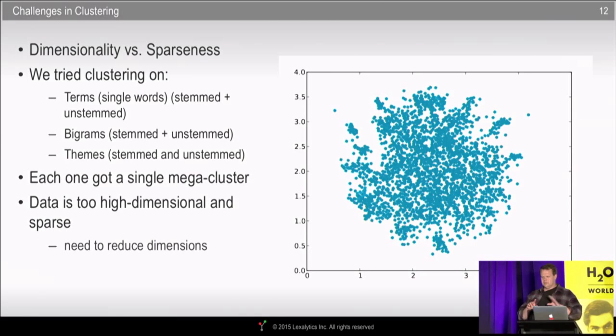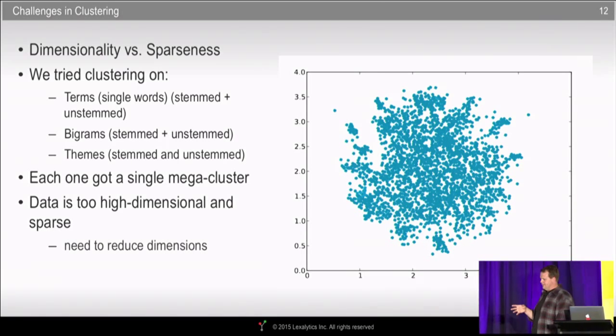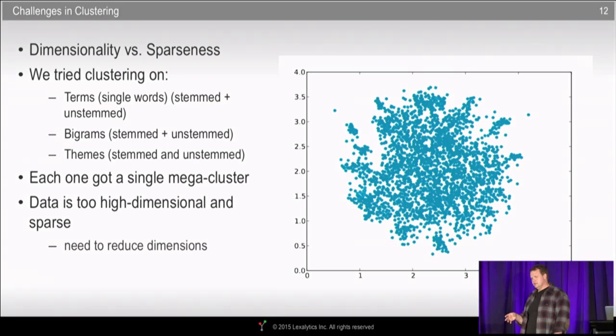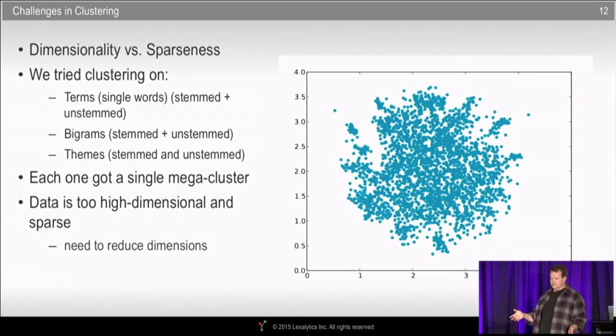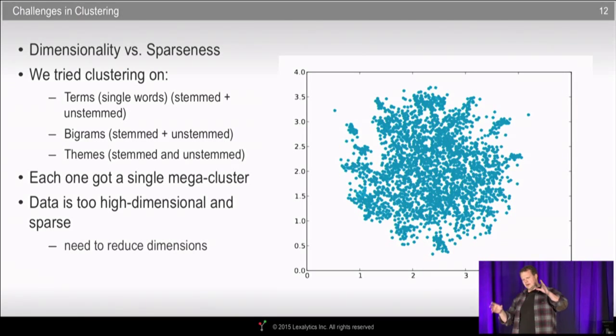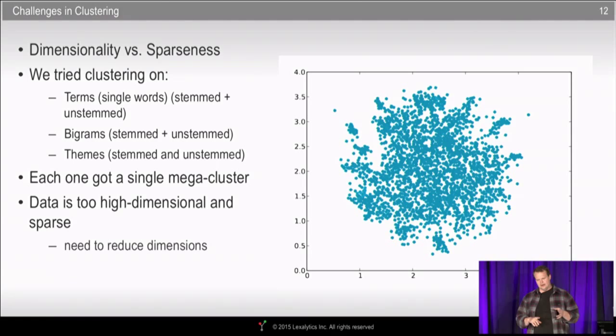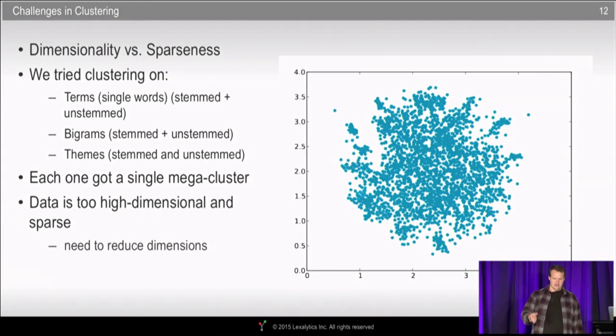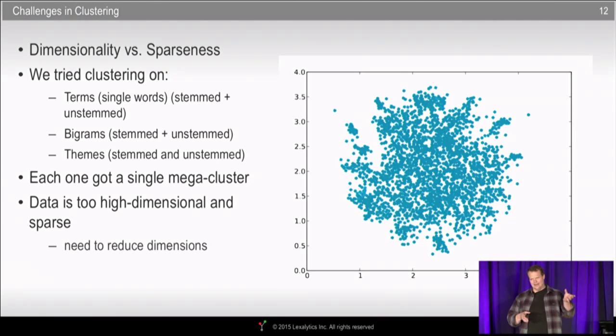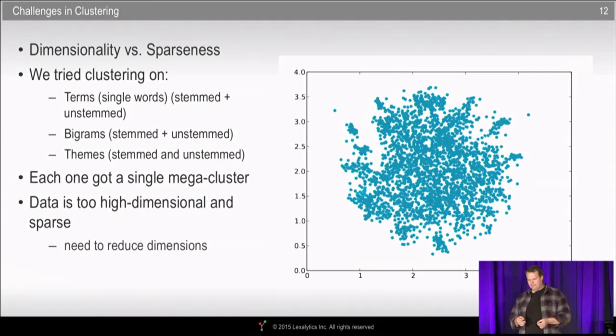So, dimensionality versus sparseness. Because of the nature of the text and its irregularities, the sparseness messes things up. So we tried several different ways to just directly cluster. We tried it on terms, we tried it on stemmed and unstemmed terms, bigrams, stemmed and unstemmed, themes, stemmed and unstemmed. If you don't know what stemming is, it's basically pulling the ending off of cat and cats. So cat would be a stemmed term.